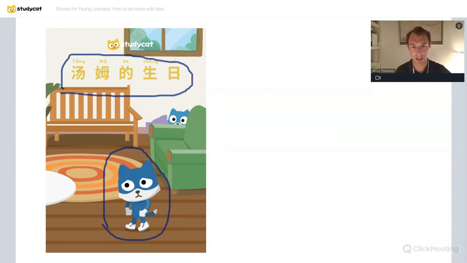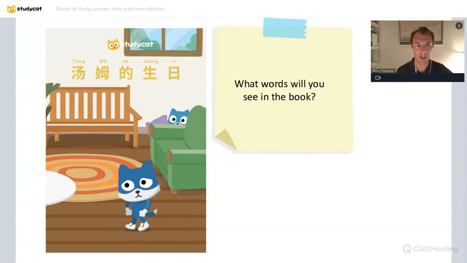And we're going to read this one together and do some activities from this story. So first question I wanted to ask you all. So this book is called Tom's Birthday. What language, what words do you think you'll see in this book? Okay, so it's a book, it's about Tom's birthday. What words in English do you think will appear in the book?